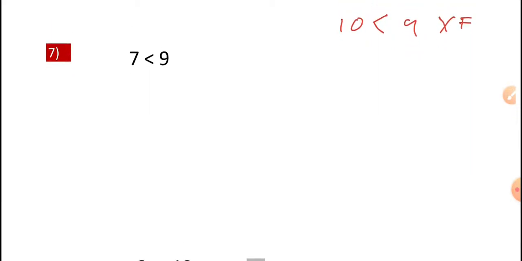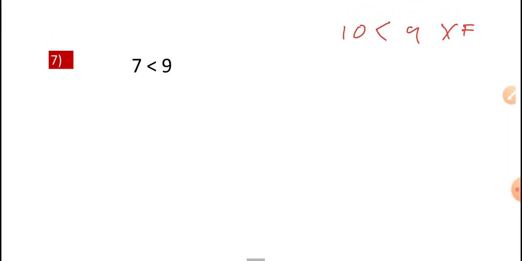With question 7, we are going to check for true or false. At the moment I've got a statement here, 7 is less than 9. True or false? Obviously that's true. However, if I was to write something like 10 is less than 9, then obviously that is false. That's not true. So going back to what we have here, we have 7 is less than 9.